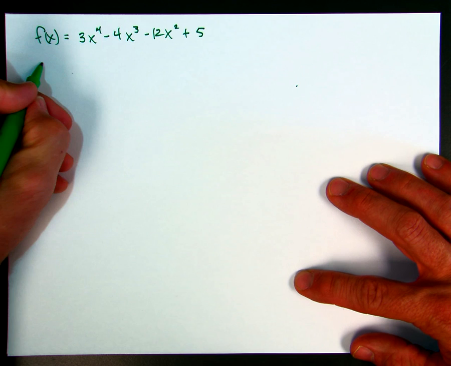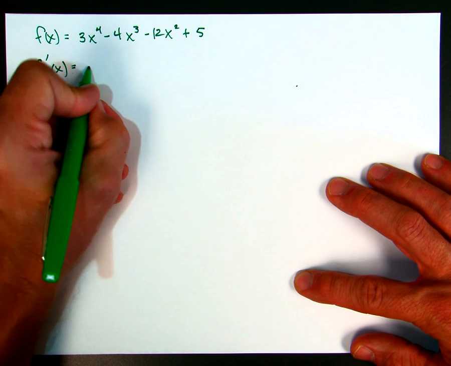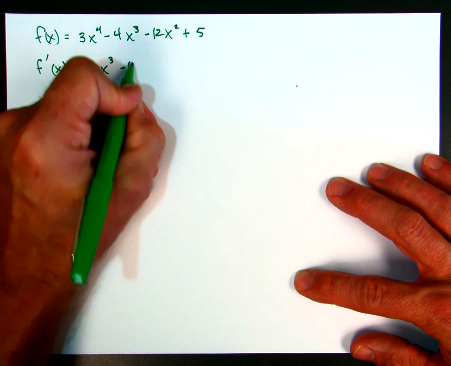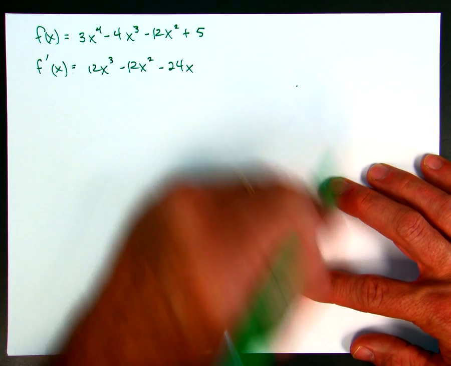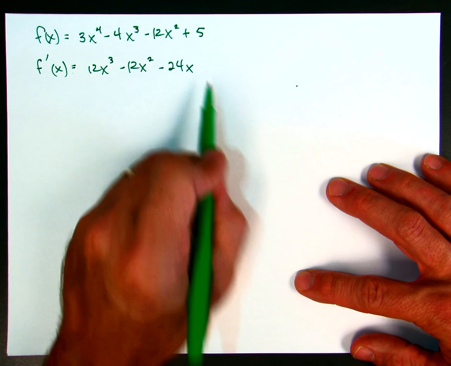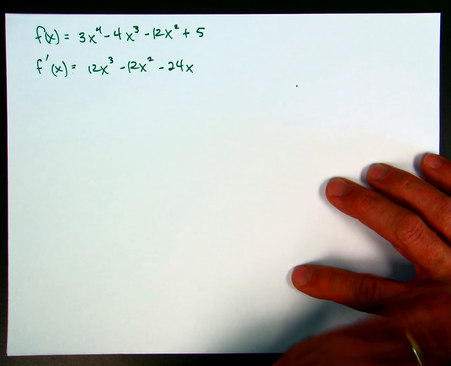So the first thing is to take the derivative and find those critical points. So it's going to be 12x cubed minus 12x squared minus 24x, and the 5 goes to a 0. Now, if you look at this, this is a cubic. It's a polynomial, so we know it's defined everywhere, so we're not going to have any place where the derivative is undefined.